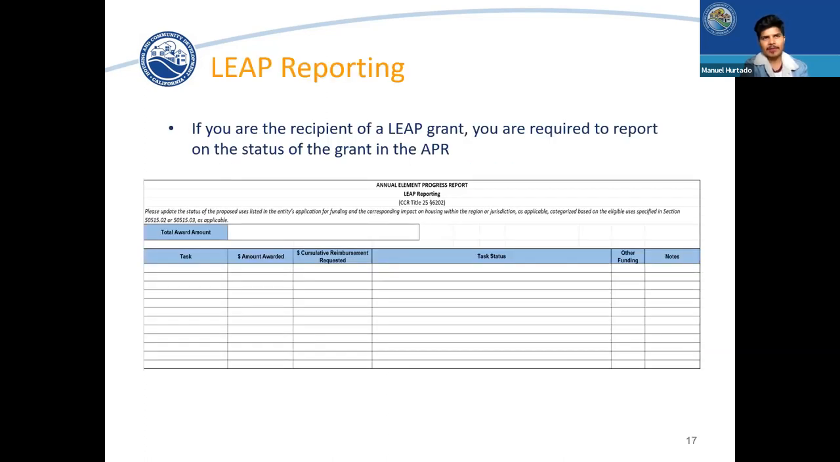If you are the recipient of a LEAP grant, you're required to report on the status of the grant in the APR. The task described here should match the task described in your LEAP application. One thing to note is that you should only start reporting after you've executed a contract with HCD.